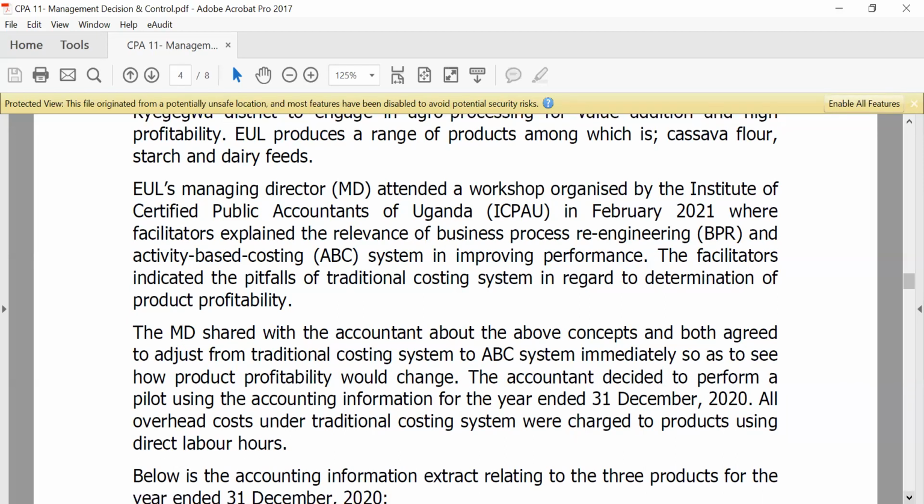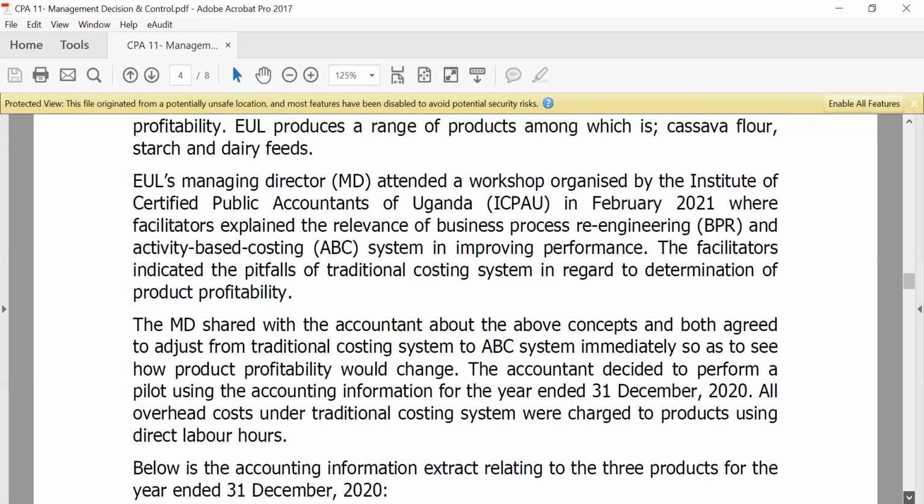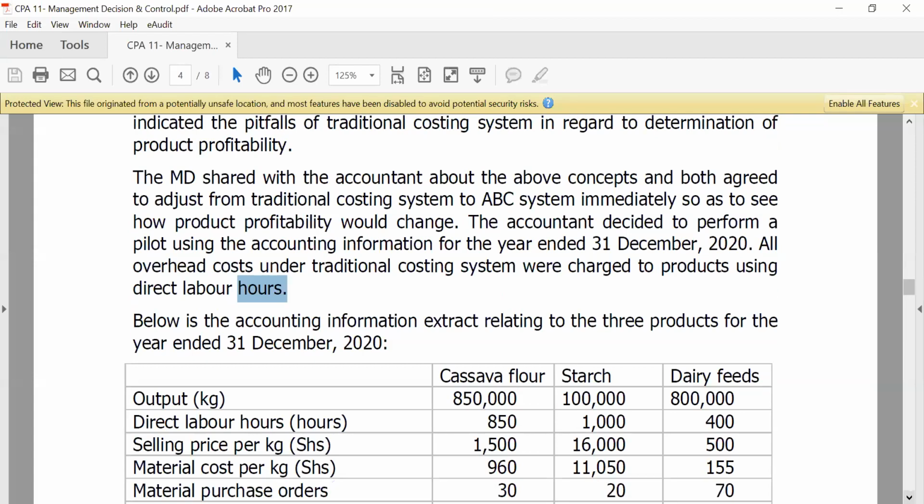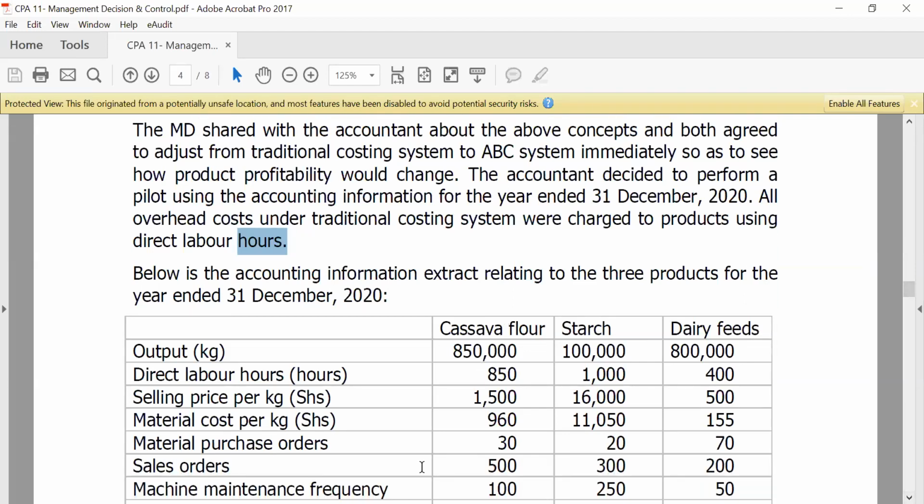So the accountant decided to perform a pilot using the accounting information for the 31st December 2020. All overhead costs under traditional costing were charged to the product using direct labor hours, just like the way I explained. So traditional costing is more generic, based on labor hours. So that is what they used to do. They are telling us that below is the accounting information extract related to the three products, that is cassava, starch, and dairy feeds. So we have output, which is 850, 100, and then 800,000.